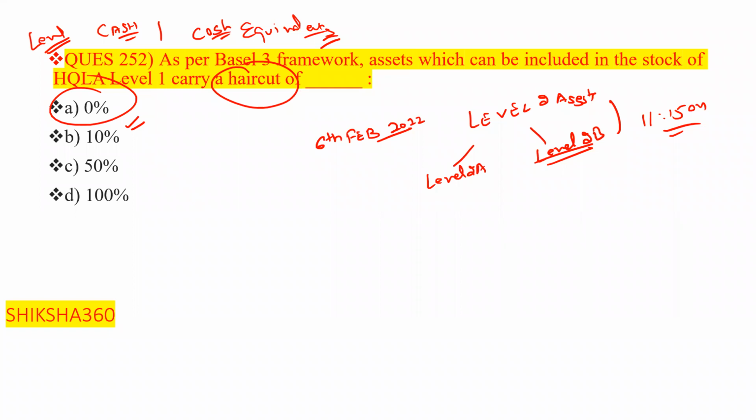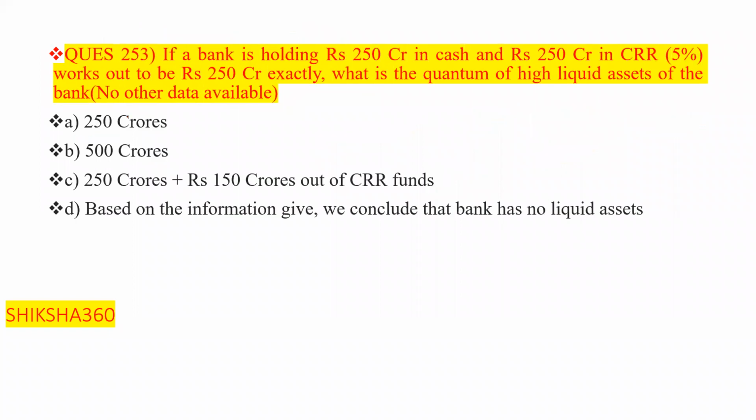Now move to the next question, question number 253, very, very important. If a bank is holding rupees 250 crore in cash and rupees 250 crore in CRR, that is 5%, which works out to be exactly 250 crore. That is, the bank has to maintain that much CRR. That is not extra or excess, but the bank has to maintain that much CRR.